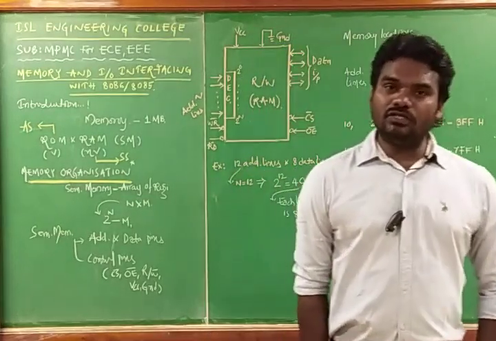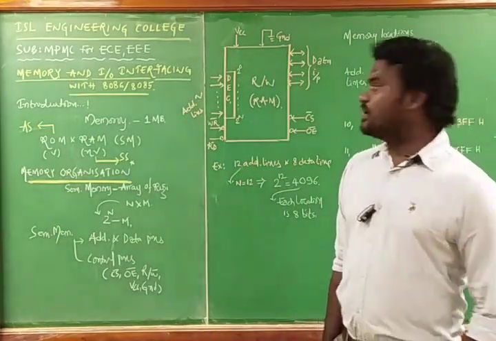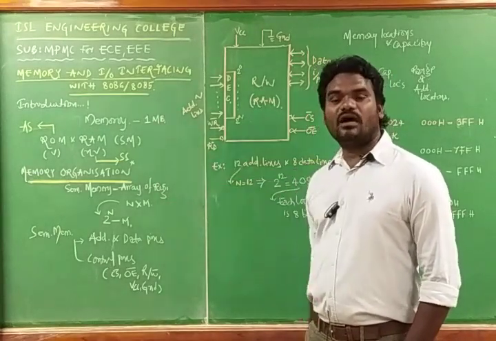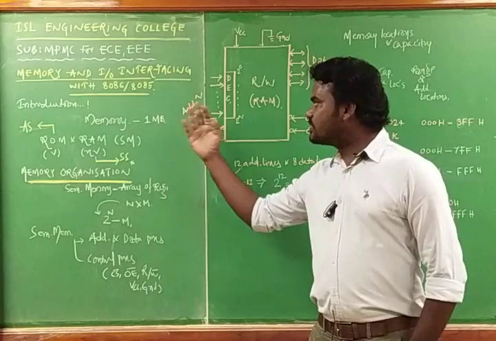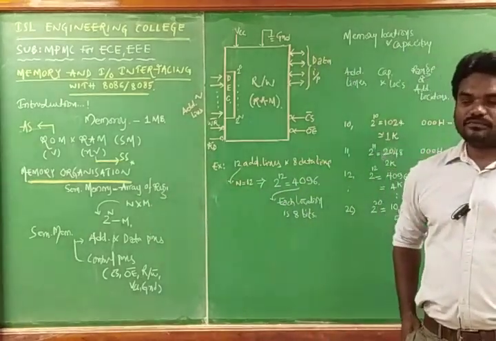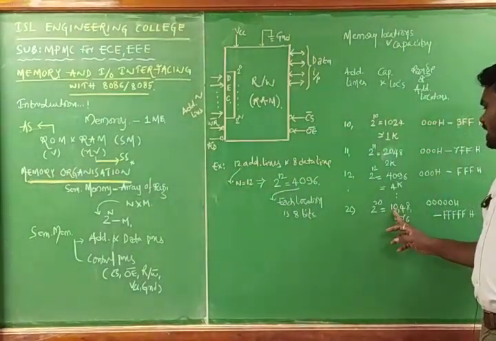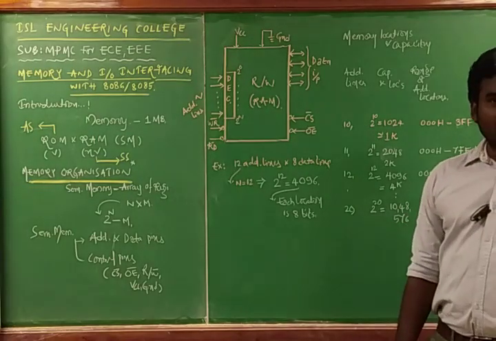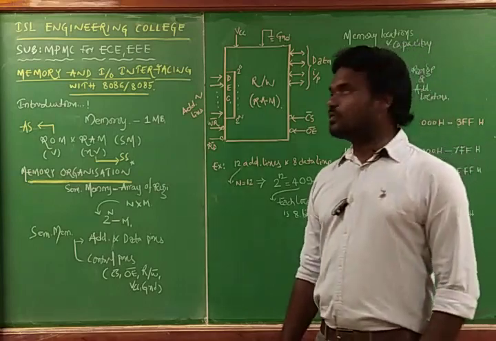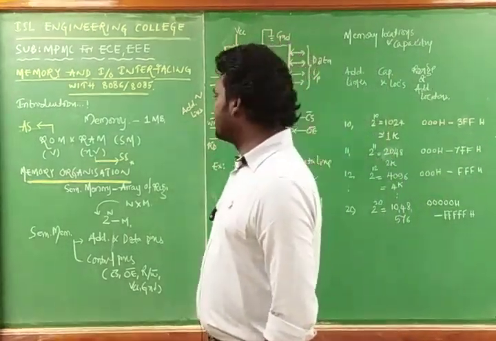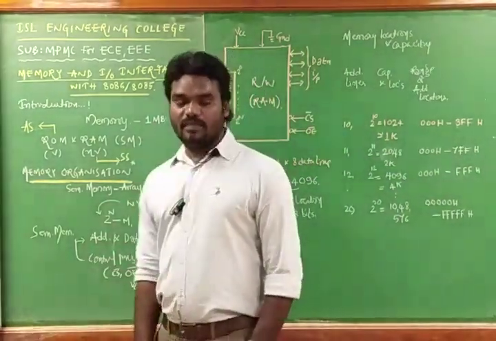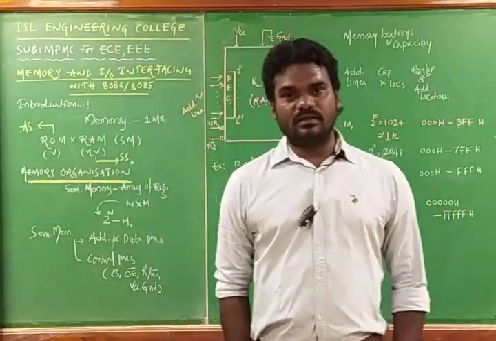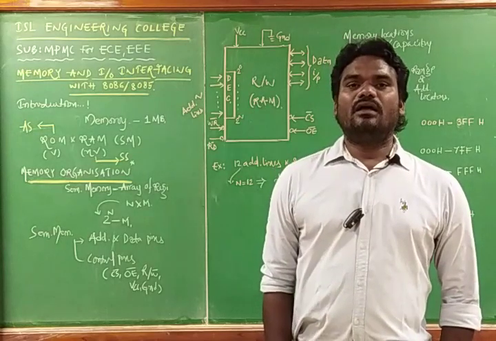1 into 10 power of 6 into 8, you can go with that. Each location is capable of having 8 bits, such that you can have the value of that. That is almost 10,48,576 locations, which can hold a maximum memory of 1 megabyte. And this 1 megabyte memory is nothing but a semiconductor memory.